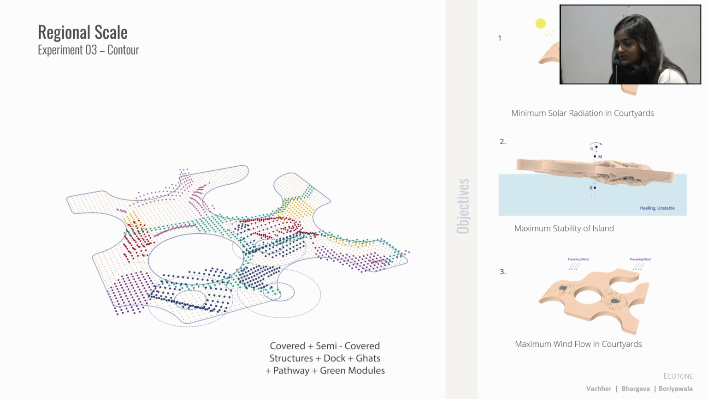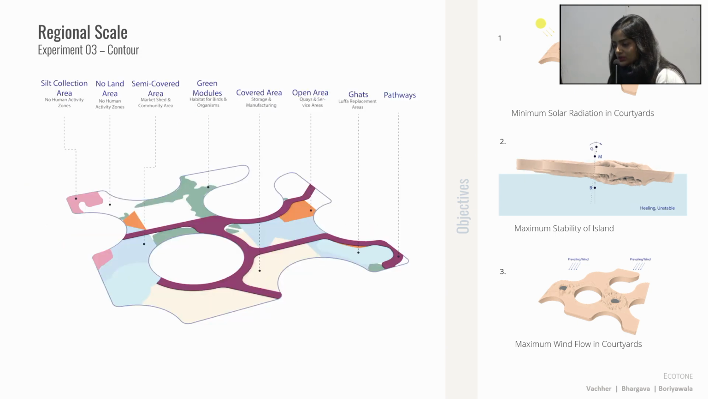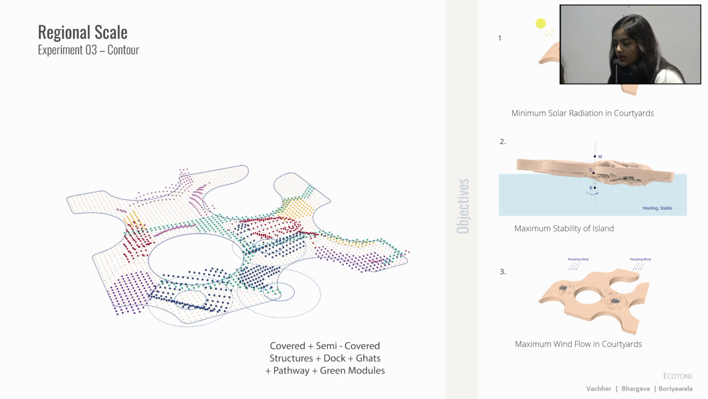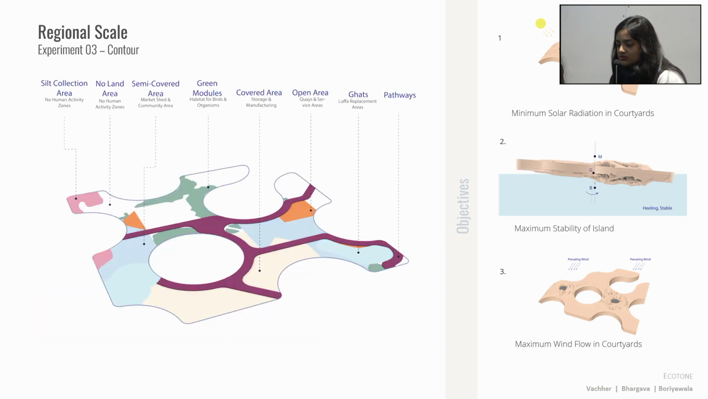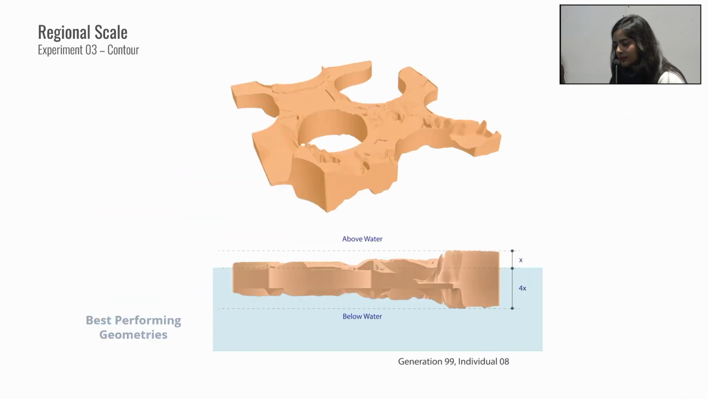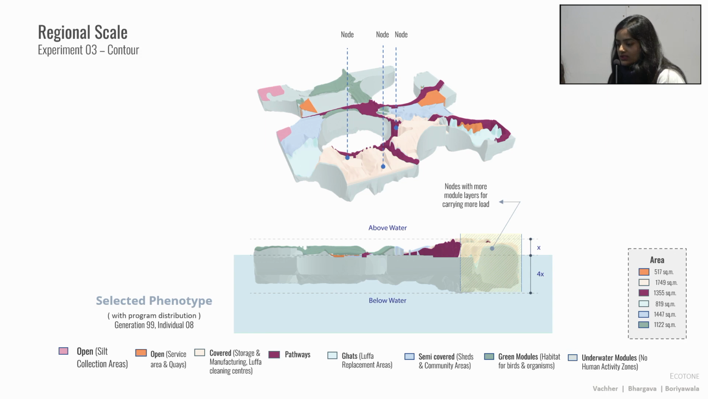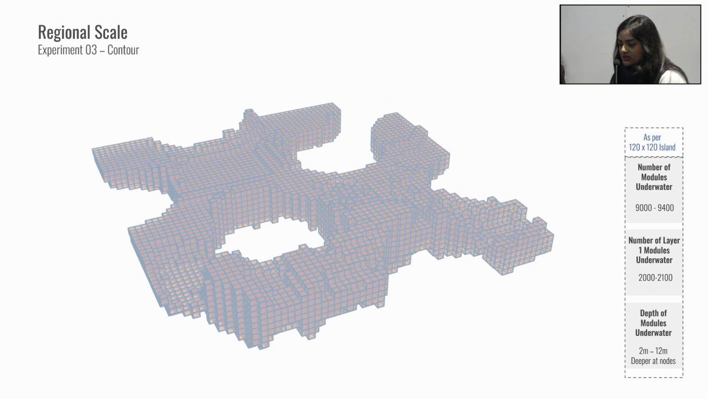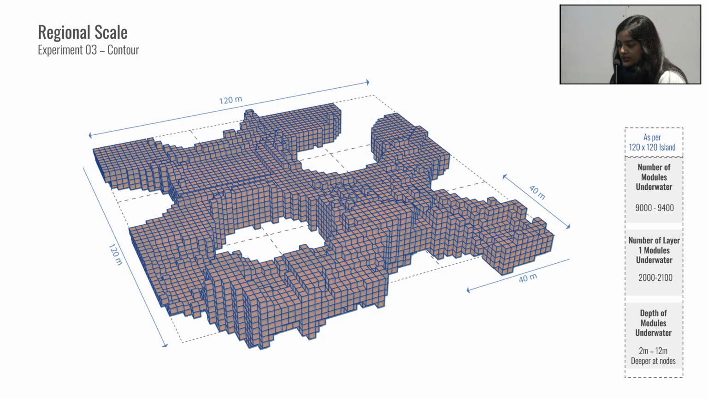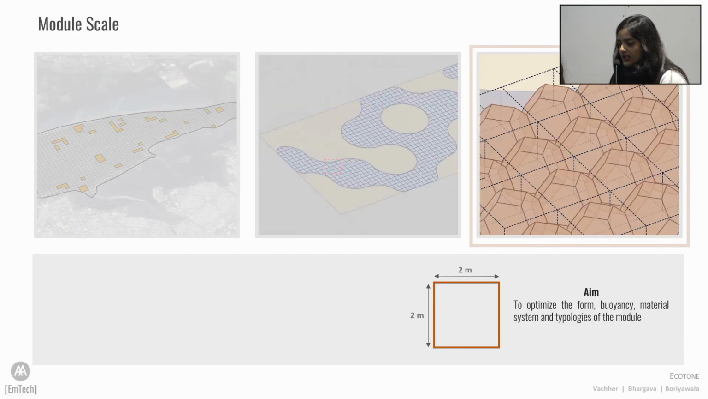To progress, we explored creating a terrain of varying heights for our selected platform to ensure stability guided by simple momentum principles. The selected form after running the experiment was then overlaid with the program distribution specifying areas. Subsequently, bounds were formed in the platform to explore the module scale and numbers to be aggregated. Narrowing down to the modular scale, the aim here was to optimize its form, material system, and its types.